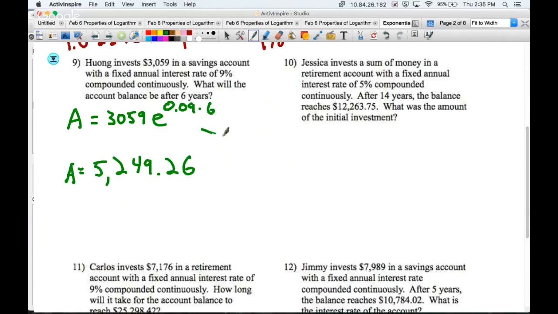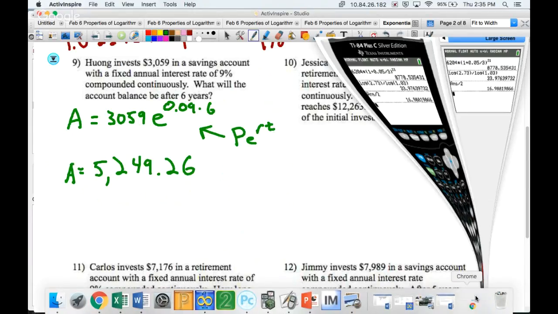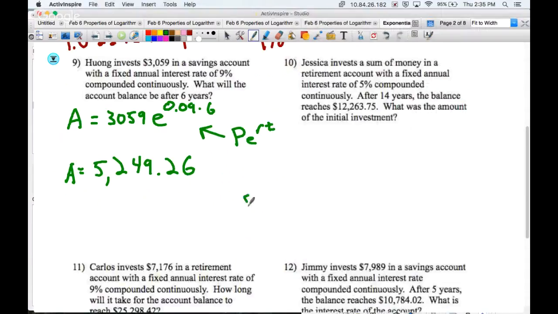Our formula there came from PERT, P e to the RT. And that whole thing can just be plugged into your calculator. Let me just show that. I won't show the whole thing, but the E button on your calculator is either second ln, if you want to get an e to the power of. If you want an e by itself, it's second divide. All right.